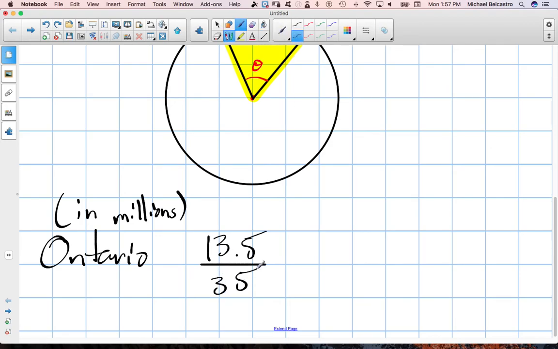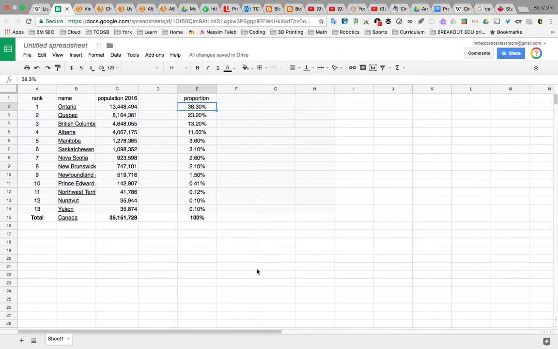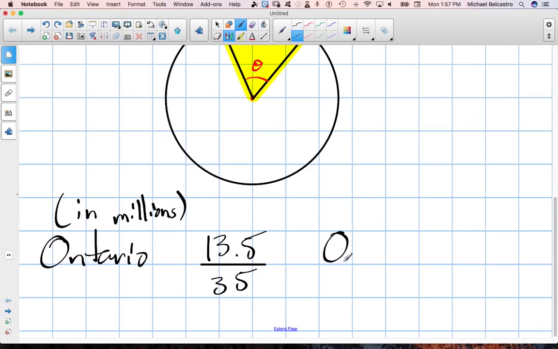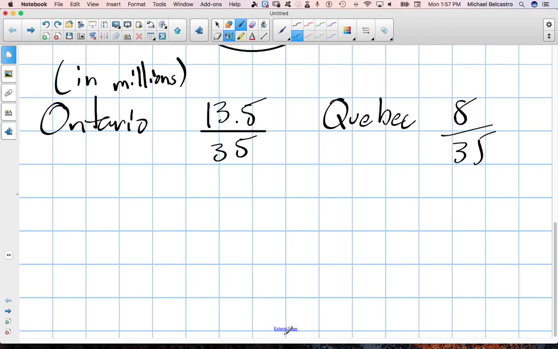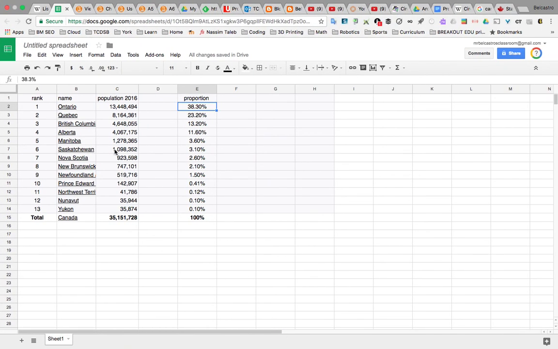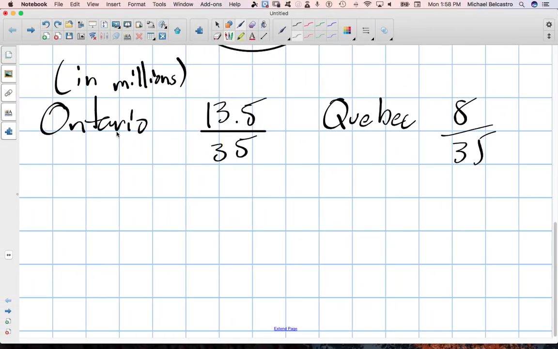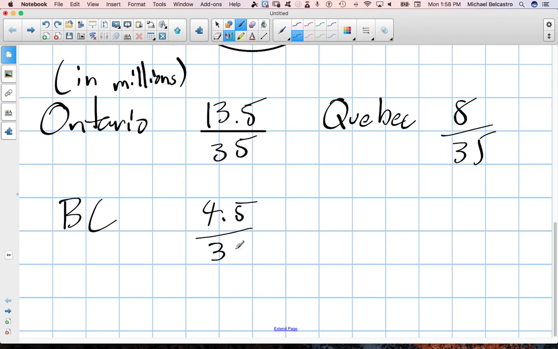Great. The next place was Quebec, which is 8 million out of 35 million. That is a 5, very poorly drawn one. BC is 4.5. I rounded down there and rounded up, so they were almost equal. And Alberta is 4. So BC, 4.5 out of 35, and Alberta was 4 million out of 35.